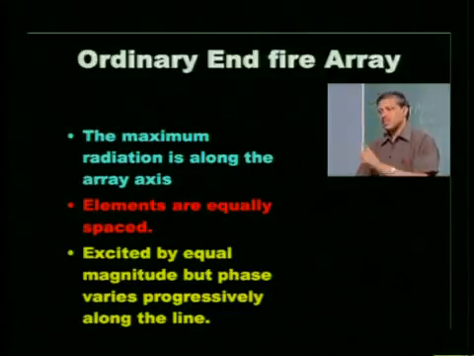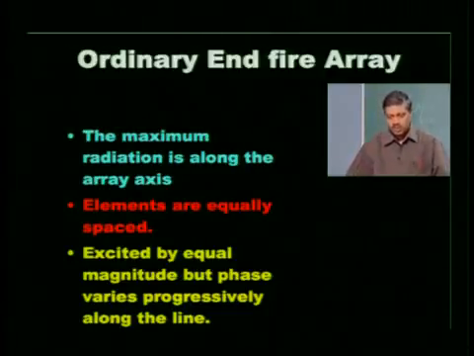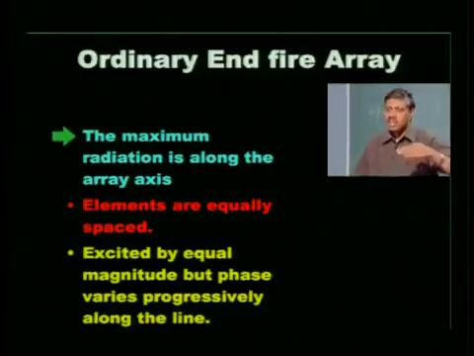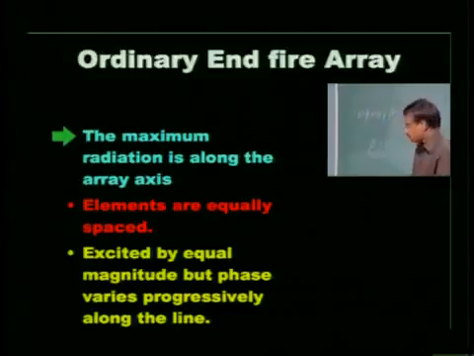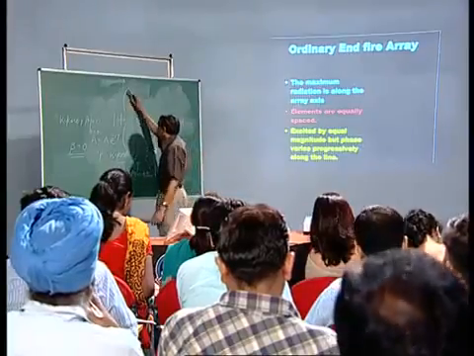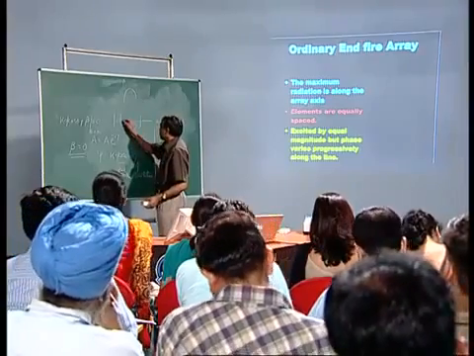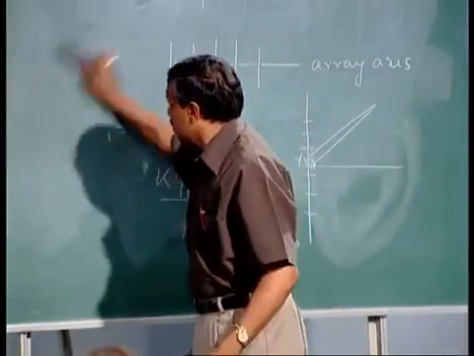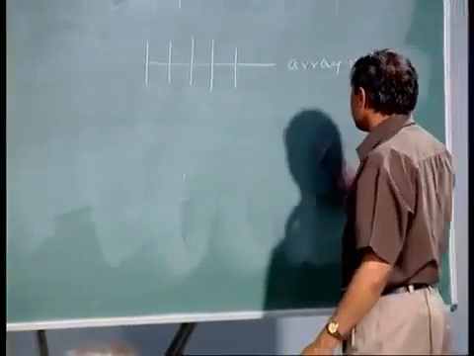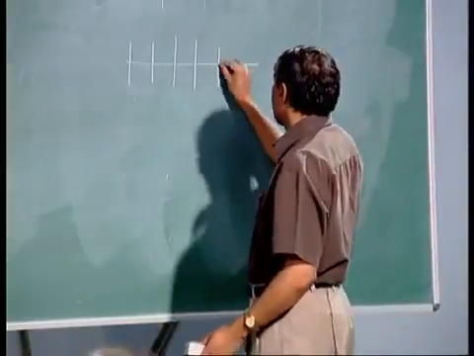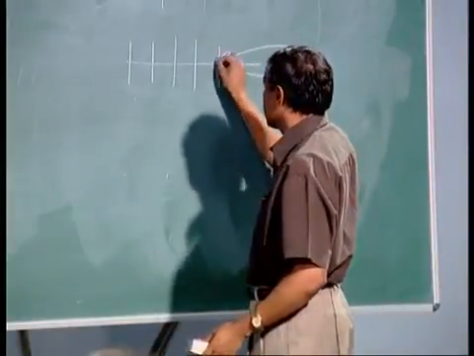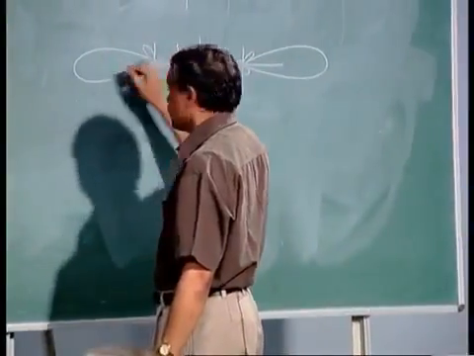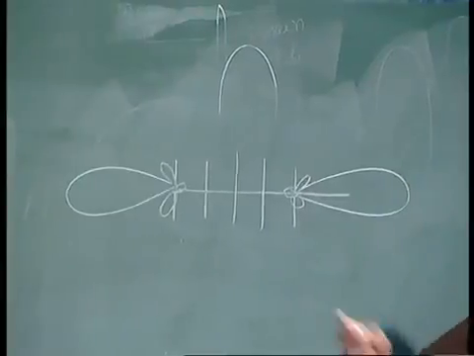The other one is called the Hansen-Woodyard condition array. I will come to that situation. Here the maximum radiation is along the array axis. Like here you had a perpendicular situation, whereas in this case you will have a situation along the axis. So that means either in this direction or in this direction or in both. So it can be bidirectional.